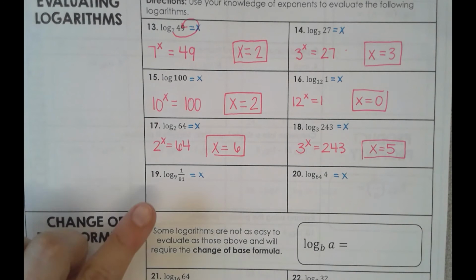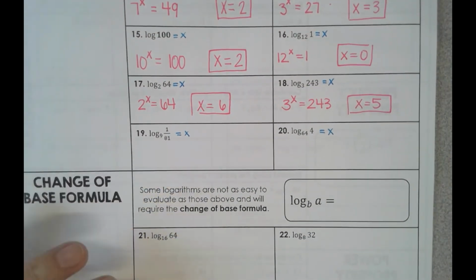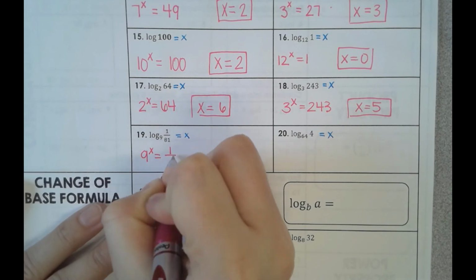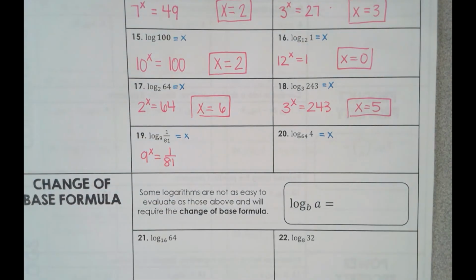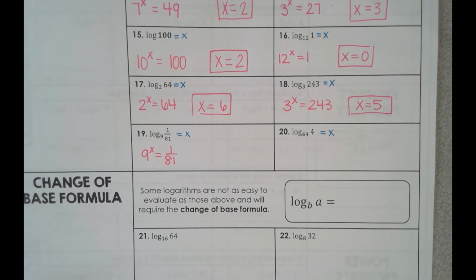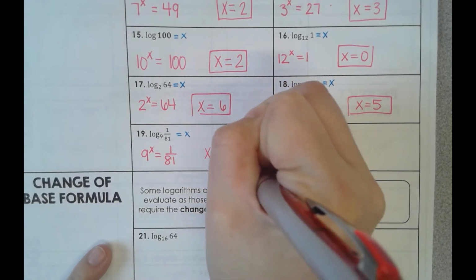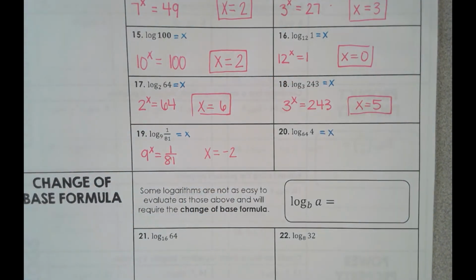Okay. Now number 19, we get 9 to the x power equals 1 over 81. So if you remember, to get fractions, that exponent has to be negative. So what is my x? It's negative 2. 9 squared is 81. But to make it 1 over 81, that would need to be a negative 2.